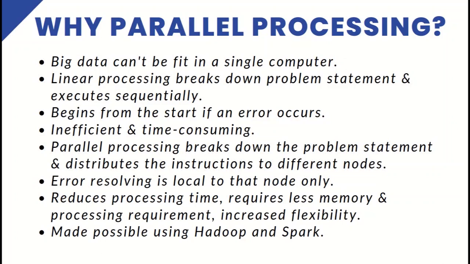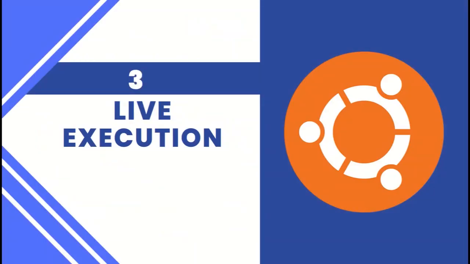Parallel processing also breaks down the problem statement but distributes the instructions to different nodes to execute in parallel. Error resolving is local to that node only and won't disturb the other nodes' execution. It reduces processing time, requires less memory and processing power, and increases flexibility of adding or removing nodes, which reduces infrastructure expenses. Technologies like Hadoop and Spark help to achieve parallel processing over a cluster and ensure consistency, scalability, and fault tolerance. Now let's go to the live demonstration.